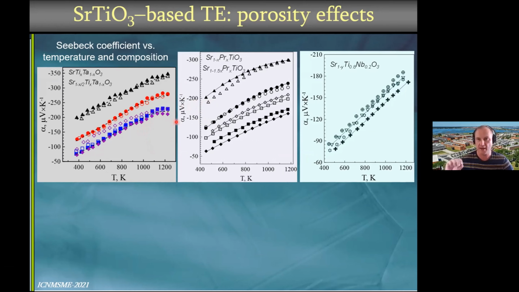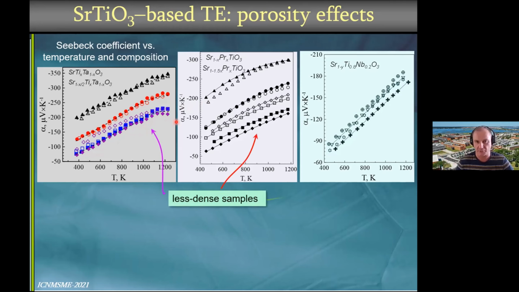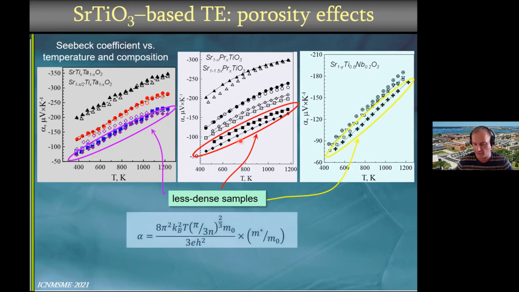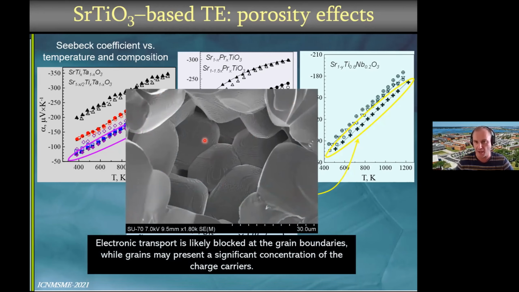So the usual tendency, when you have high conductivity, you have lower Seebeck coefficient, and vice versa. Here, the striking observation was that less dense samples, which, as you remember, also show the lower conductivity, also show the lower Seebeck coefficient. And this actually suggests that the grains themselves still contain a large amount of charge carriers, but the charge carrier transport is somehow blocked at the grain boundary. So inside the grains, they're pretty good thermoelectrics, but everything is blocked by the grain boundaries.